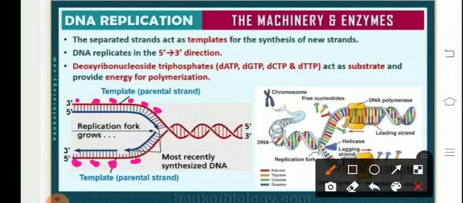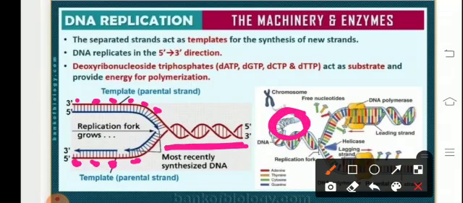Because of this unwinding, there is a tension created on the DNA, and the tension is released with the help of the enzyme referred to as topoisomerase, or DNA gyrase. So when the uncoiling takes place, we see that a tension is created, and that can be relieved with the help of DNA gyrase.